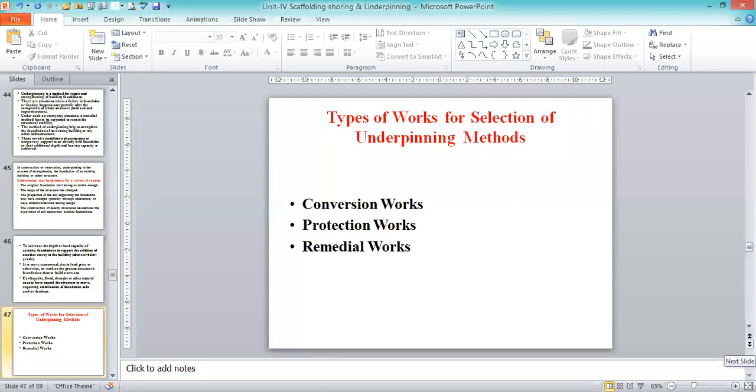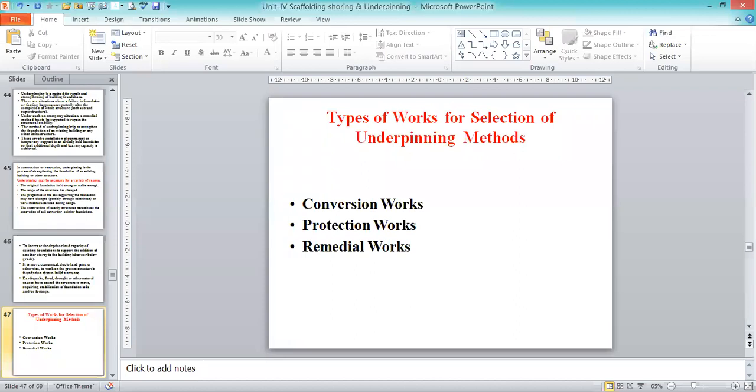Next, types of works for selection of underpinning methods. Already we discussed various causes for which we go for underpinning, in a simplified manner. We are going for conversion works. Just now we discussed that a residential building is converted into a storage building, a residential building is converted into an industrial building, or a simple residential building is converted into a multi-story apartment. This is known as conversion works.